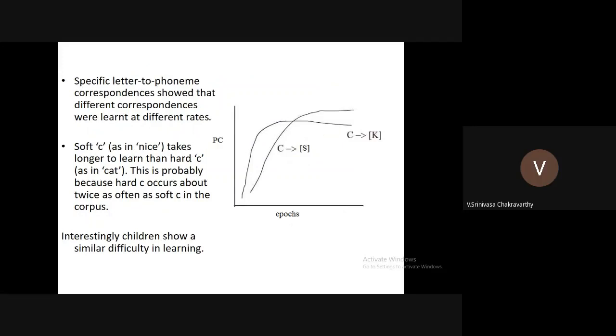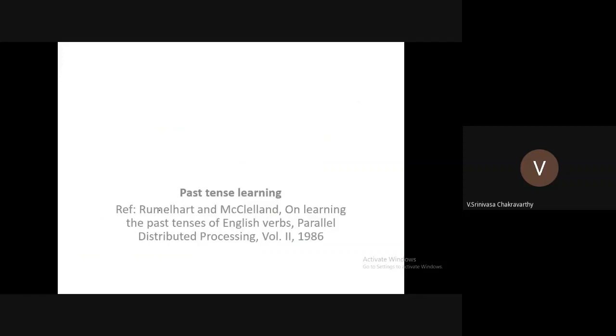That is not very important from an artificial performance point of view. This network took longer to learn the soft C, that is C mapped onto the s sound, compared to the hard C, that is C mapped onto the k sound. That's probably because the hard C occurs about twice as often as the soft C in the data set. Like that, you can create an application like text to speech conversion very simply if you just have a good data set.